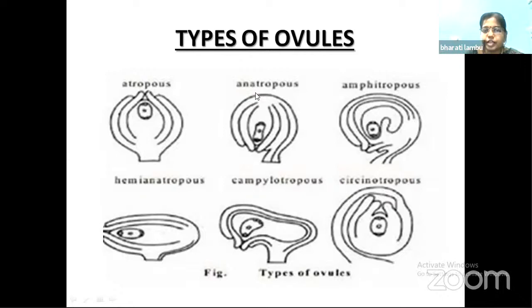If you see the anatropous ovule, or the inverted ovule, it has the micropyle lying close to the funiculus. And the micropyle and the chalaza are in a straight line, but not with the funiculus. And if you see the campylotropous ovule, the embryo sac is slightly curved. That is why it is called campylotropous. So the example for atropous is polygonum, the anatropous example is sunflower, and the campylotropous ovule is seen in beans.